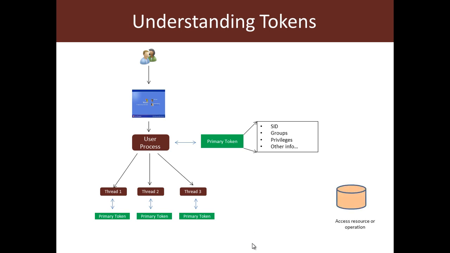Whenever one of the user processes or its threads wants to access a resource or operation which requires certain privileges, the primary token is taken and compared to the privileges requested. If the token has sufficient privileges, then it is allowed to access the resource or the operation. Very simple concept. So think about tokens as authorization objects which are given to user processes and which they use to show proof whenever they are requested for privileges by some other entity.